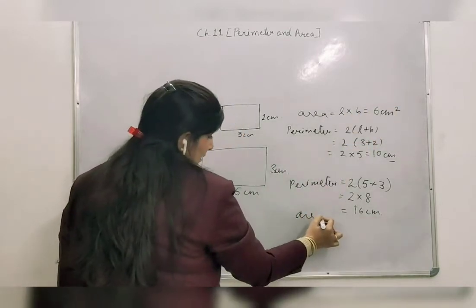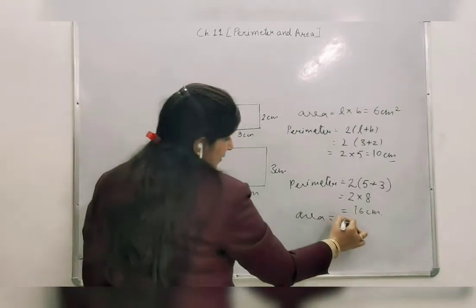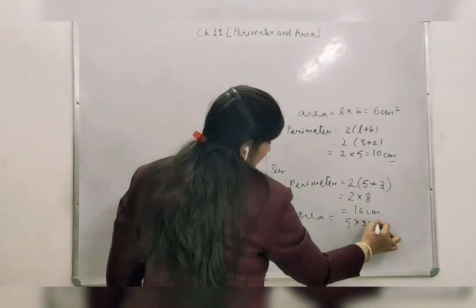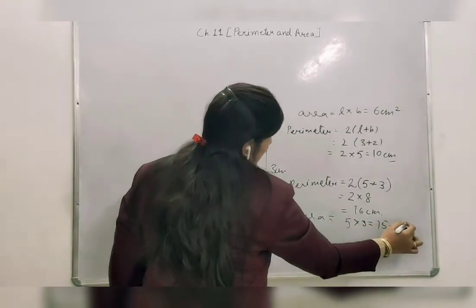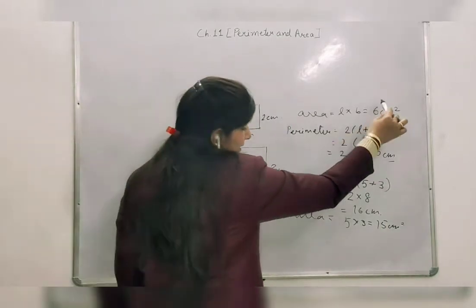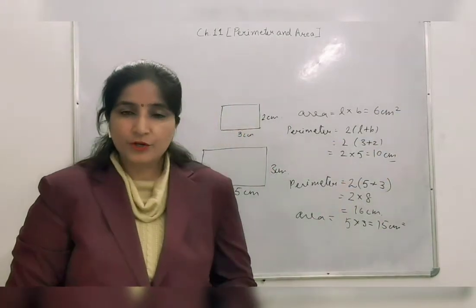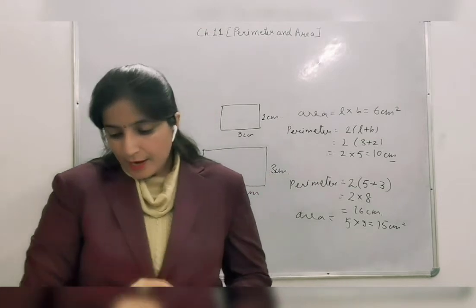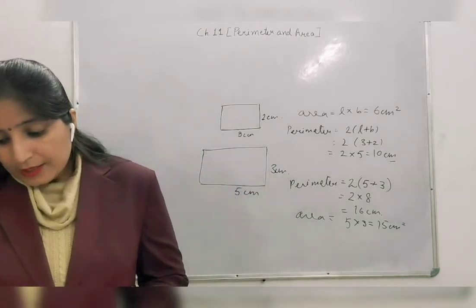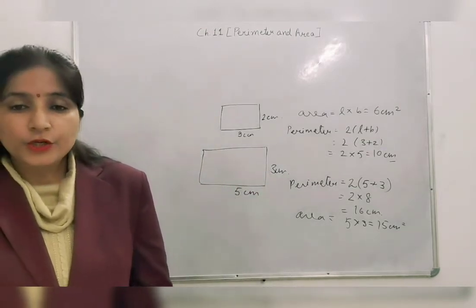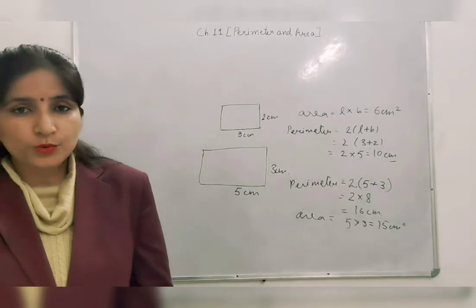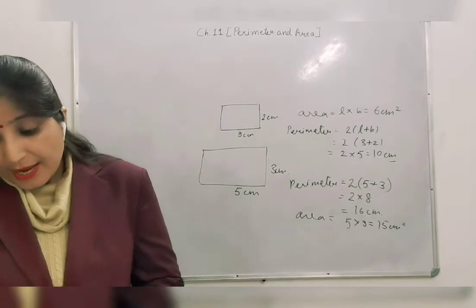And in this case, the area will be 5 into 3, that is 15 centimeter square. It means both the area and the perimeter are increasing. Now, this is the try these number 2. Now let us do the try these number 3.